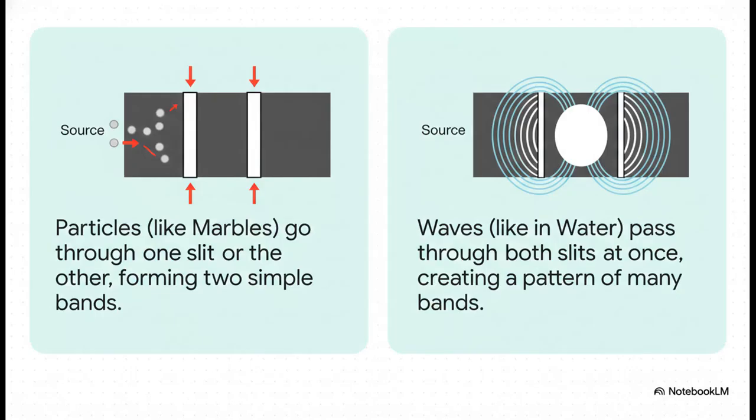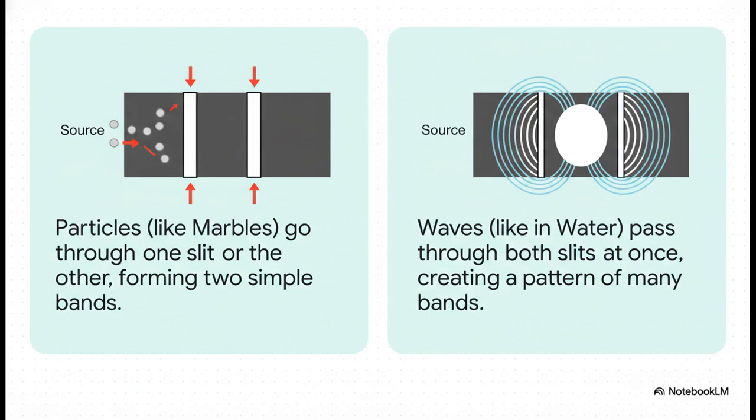Well, it really depends on what we're firing. If we shoot particles, think of them like tiny little marbles. They have to go through either the left slit or the right slit. You can't do both. And the result? Two clean bands on the screen, lined up perfectly behind the slits. Makes total sense.